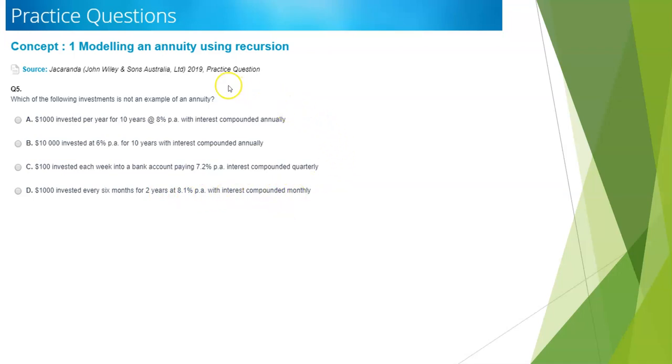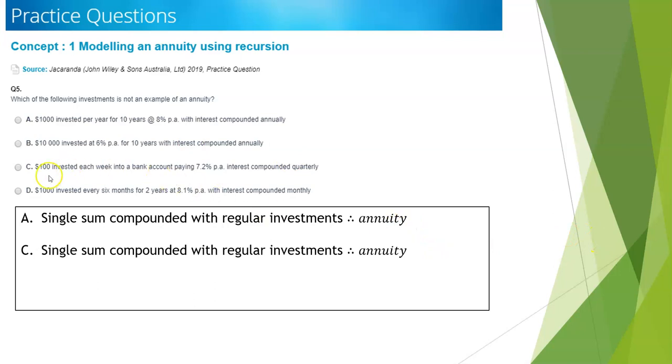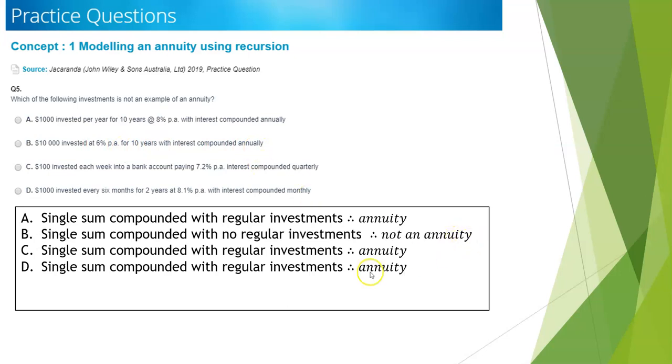So if we remember our definition of annuity, it is a form of compound interest with regular and equal payments. So A has $1,000 regular payments, so it is an annuity. Our C is also an annuity, so we've got $100 invested each week, so there's our regular payments and it's compounded. D, $1,000 is invested every 6 months, so there's our regular payment, compounded monthly. But B, we just started with $10,000 invested, so it's compounded, but there is no regular payment. So it is not an annuity. So the answer is B.